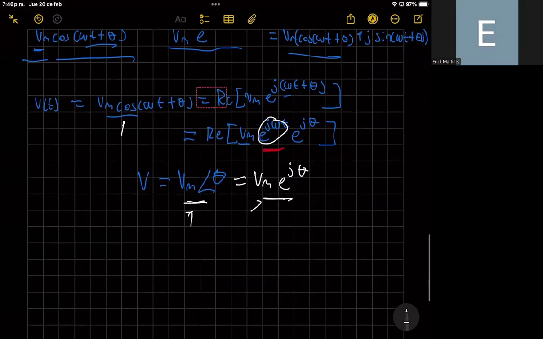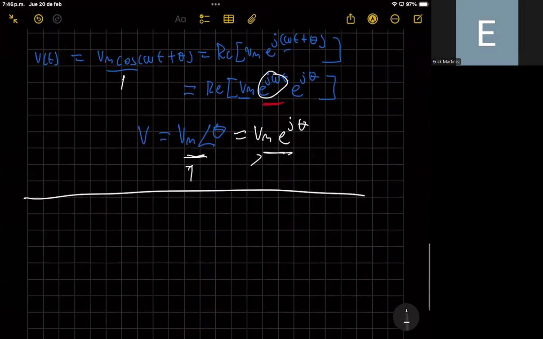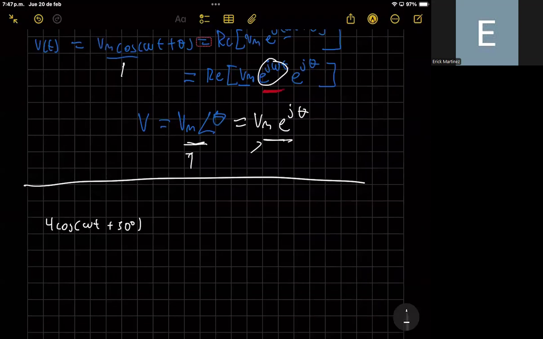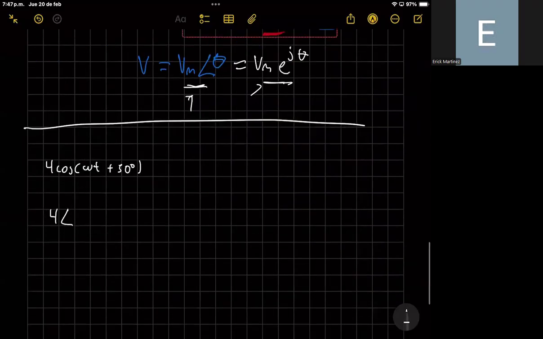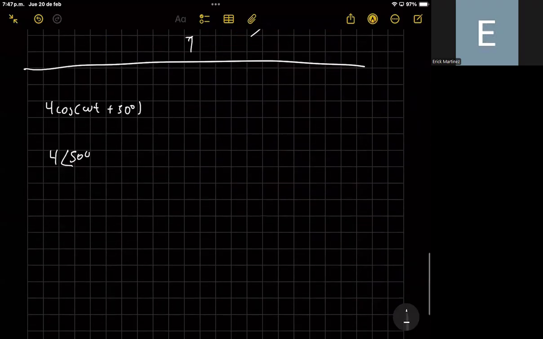So let's make an example. For instance, here we have the following sinusoidal: 4 times the cosine of omega times t plus 50 degrees. Remember that the phasor is only taking the amplitude of the sinusoidal and the phase angle and expressing this as a complex number. So here we have 4, that is the amplitude, and the angle is the phase angle, that is 50. So this is my phasor of this function.